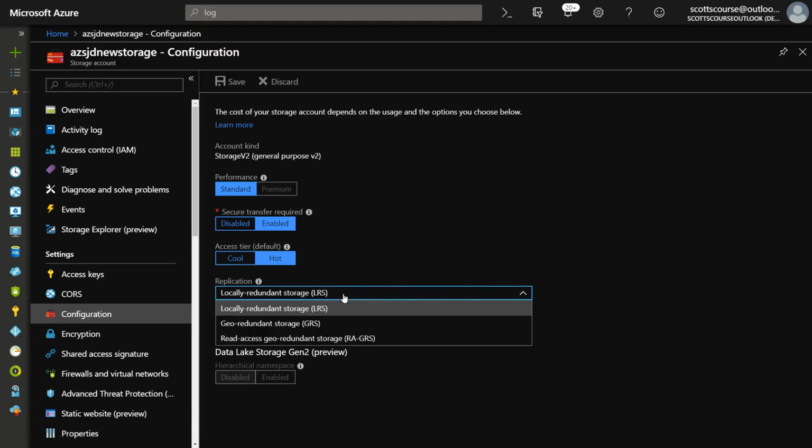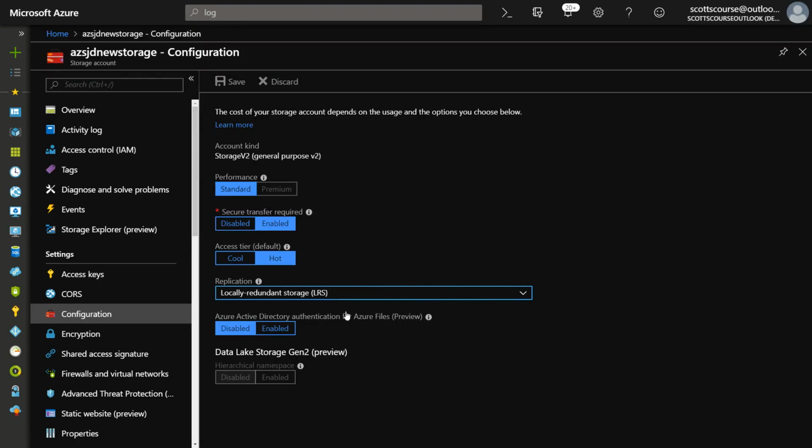Now, if I was able to select zone redundant storage, which I can do through PowerShell, then I would be protected against a single data center going down, because then the data would be stored in other data centers. Okay, so out of my 3 copies of data, 2 of them would still be accessible if one data center goes down. So zone redundant storage protects you against a single building in a region having problems.